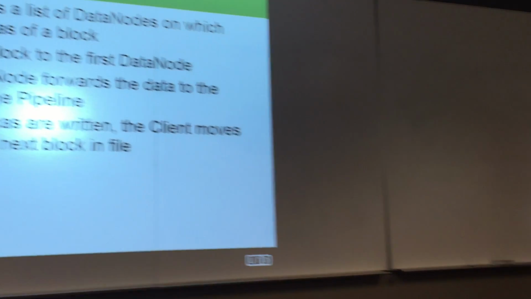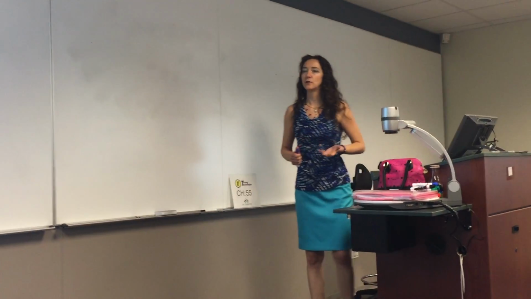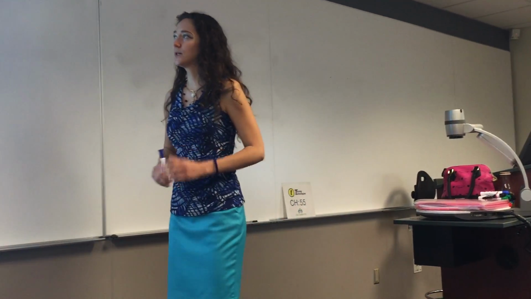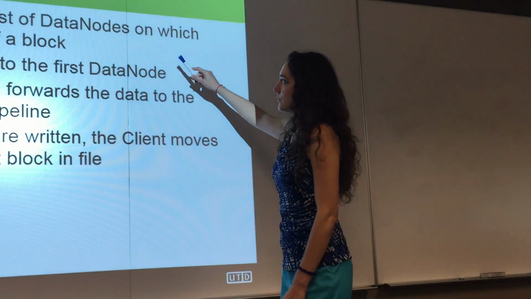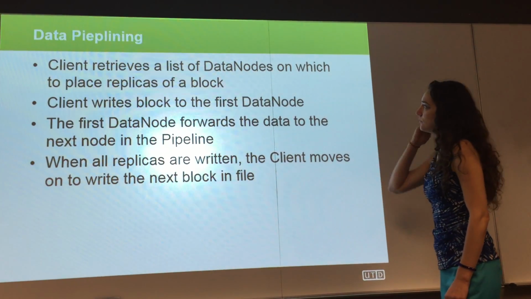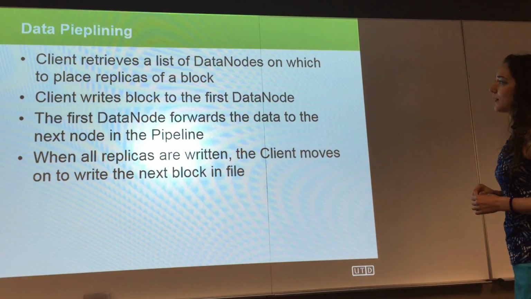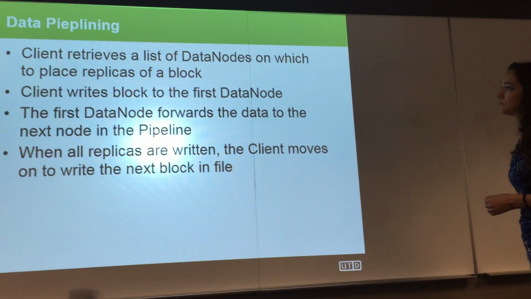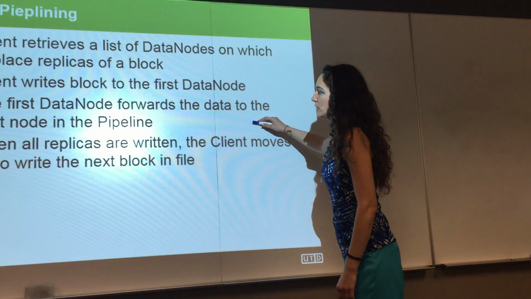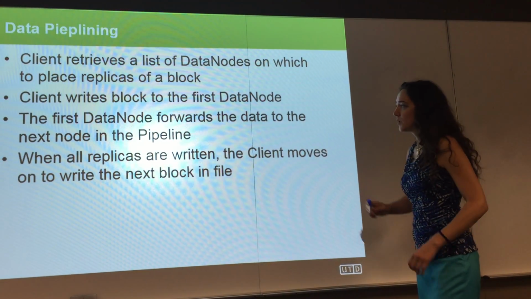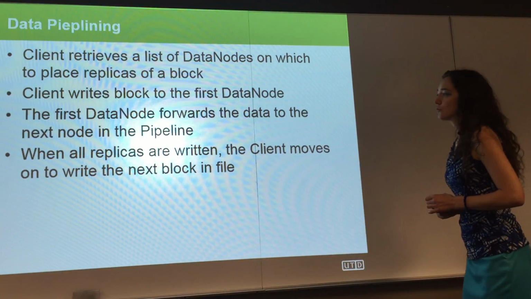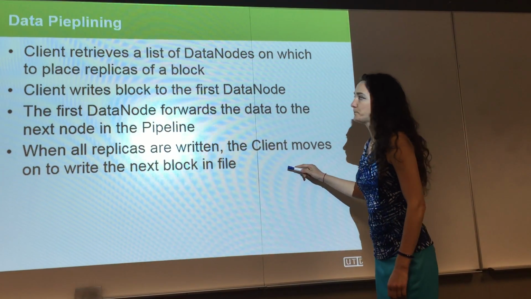What does the client do? We mentioned the client is involved on behalf of the user who's trying to read or write some files and obtain the files. So the client retrieves a list of data nodes on which to place the replica of a block. The client writes the block to the first data node, and the first data node forwards the data to the next node in the pipeline. When all the replicas are written, the client moves on to write on the next block in the file.